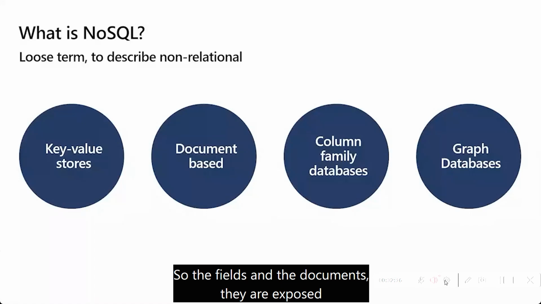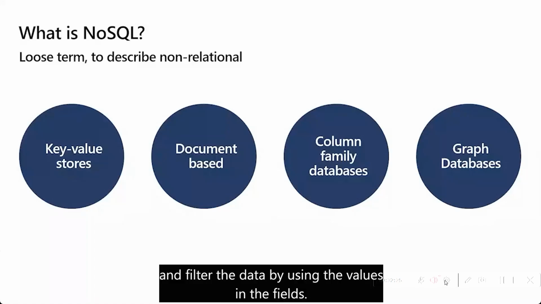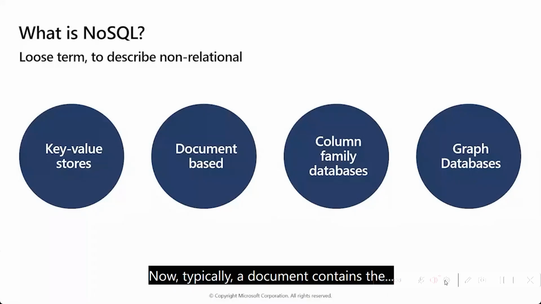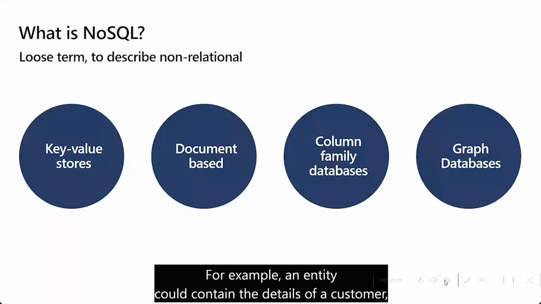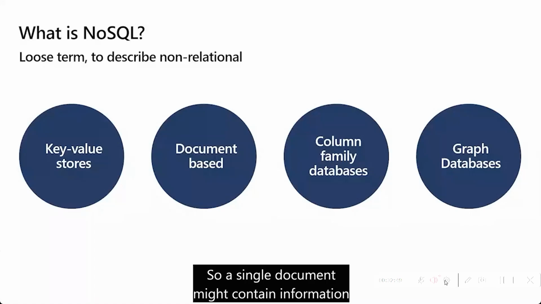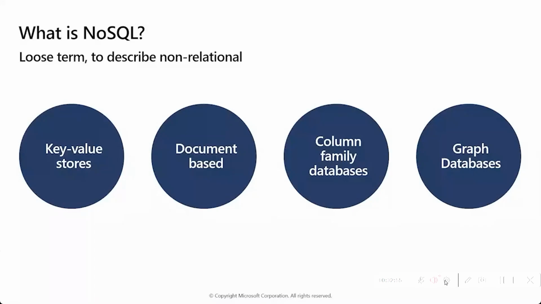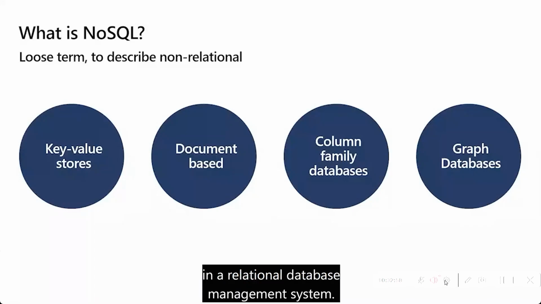So the fields in the documents are exposed to the storage management system, which enables an application to query and filter the data by using the values in the fields. Now, typically, a document contains all the data for an entity. What items constitute an entity is application specific. For example, an entity could contain the details of a customer, its order, or a combination of both. So a single document might contain information that would typically be spread across several relational tables in a relational database management system.